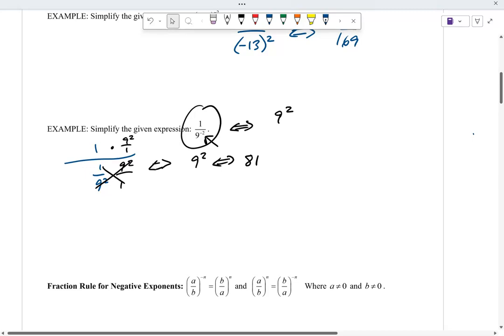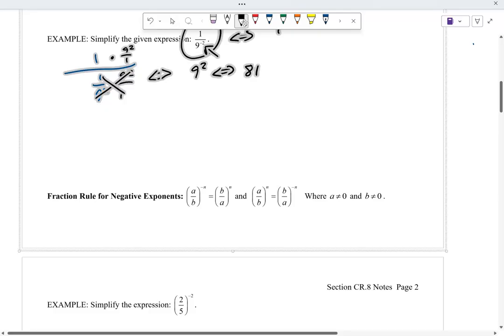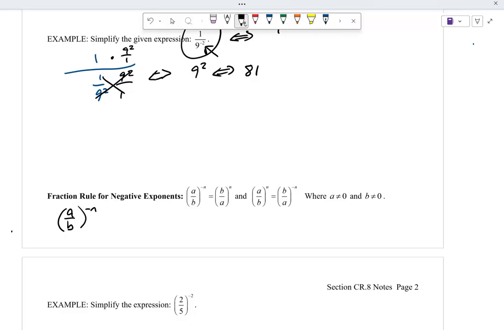All right, let's look at the fraction rule for negative exponents. So you get a over b to the negative n. So that would be a to the negative n over b to the negative n. So that a to the negative n would go down and become a to the n. The b to the negative n on the bottom would then go up, because that's 1 over b to the n, so it would go up and become b to the n. So that's b to the n over a to the n. In other words, b over a, to the n.